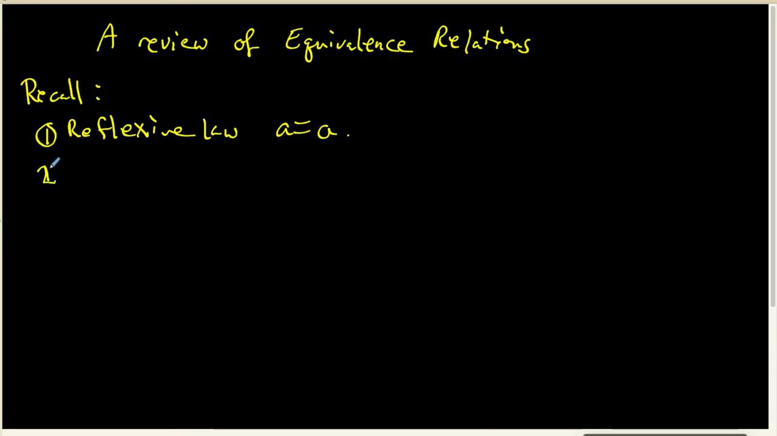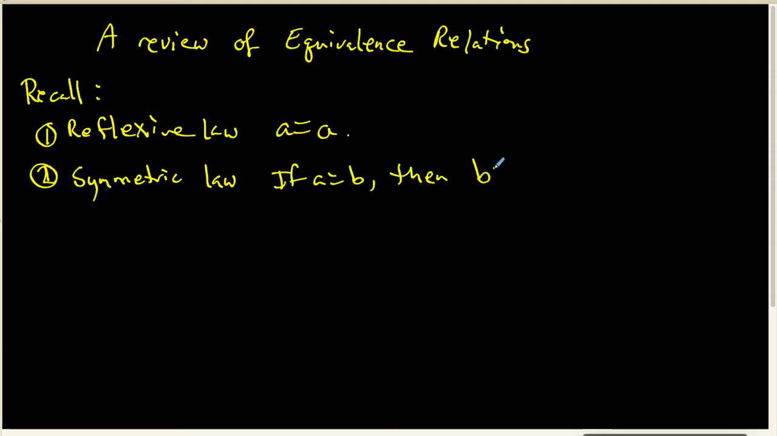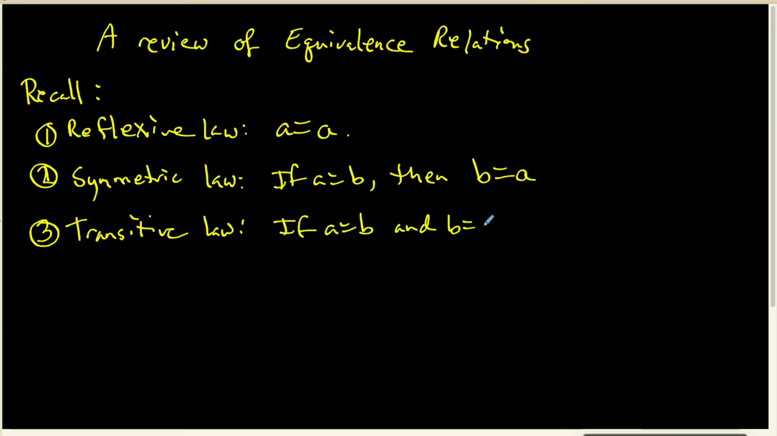And in equality, we also have a symmetric law, which says that if A is equal to B, then B has to be equal to A. And we also have a third property of equality called the transitive law. The transitive law states if A is equal to B and B is equal to C, then A is equal to C. And these are very familiar properties of the equals relation.